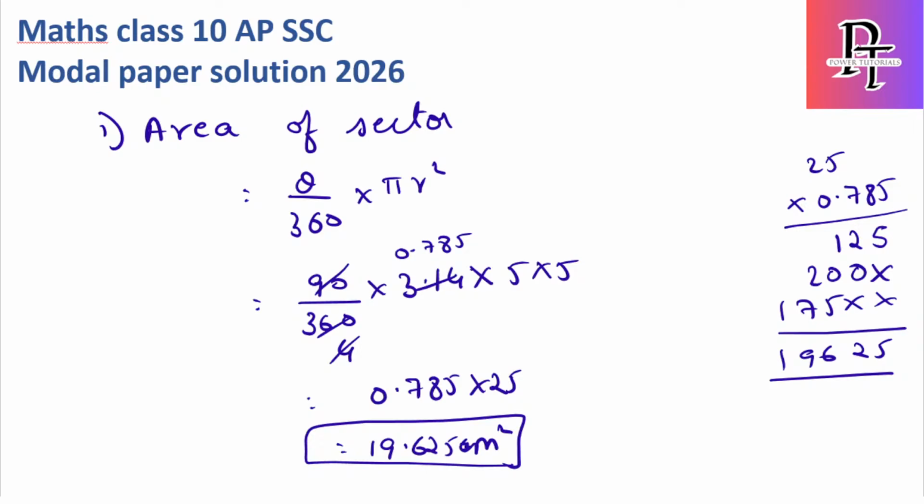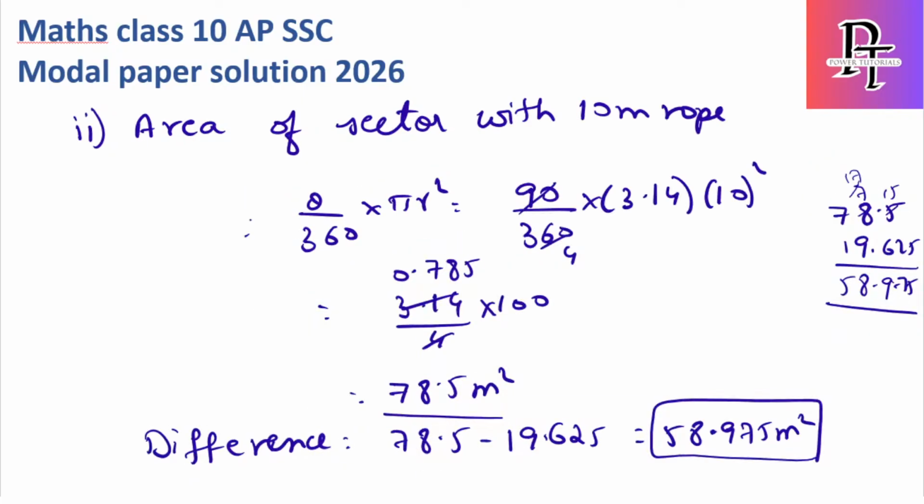So pi r squared: first we use the 5 meter long rope, so just find it, and we got the answer as 19.625 meters square. Same way, they are asking to increase the length to 10 meters. So now it becomes theta by 360 into pi 3.14 into 10 square. In this way I got the area of the second condition as 78.5 meters square.